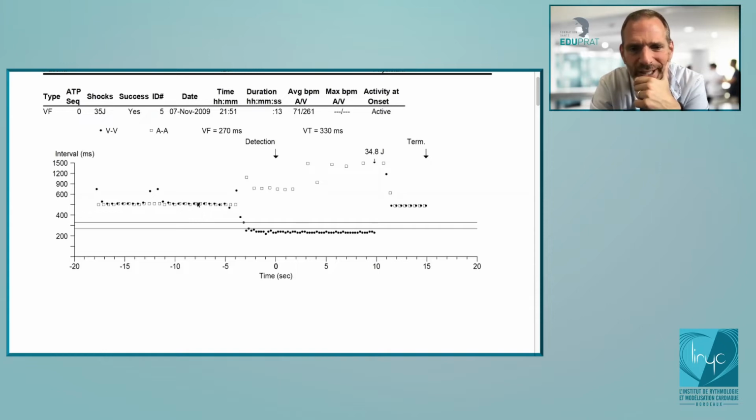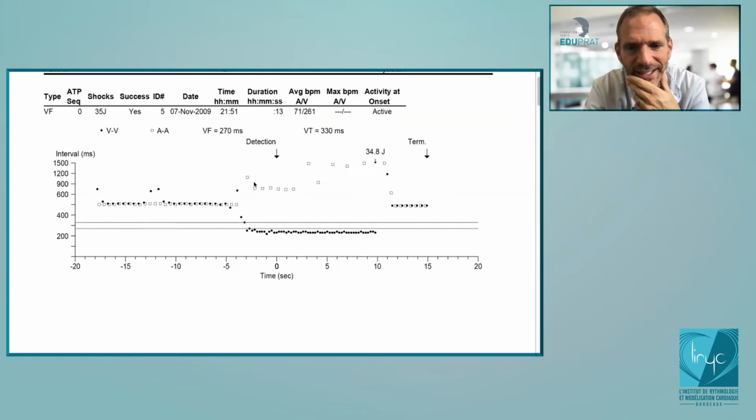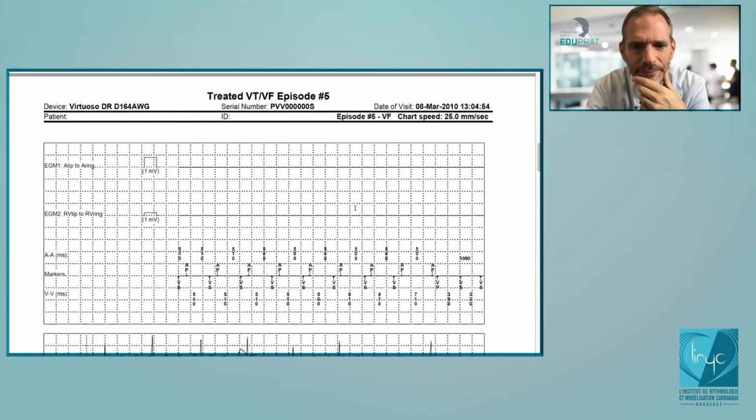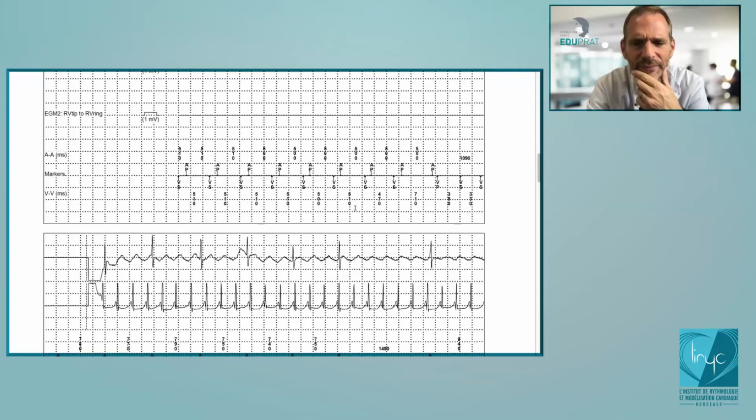Initially, you're synchronized atrioventricular, okay? And then you see the onset of ventricular tachycardia. We will check, of course, with the EGM, but you have a dissociation. The ventricular rate is fast, inside the ventricular fibrillation zone, and then there is dissociation with the atrium, okay? And then at the end, the patient will receive a shock. But now, if you look carefully at the EGM, what do you think?